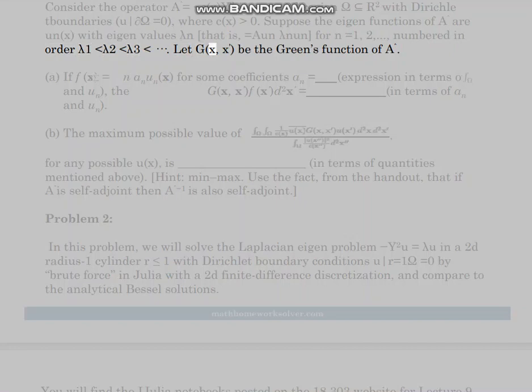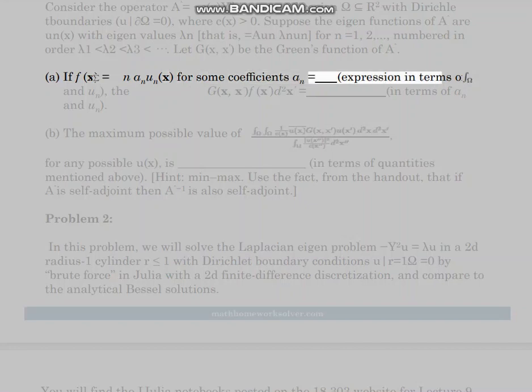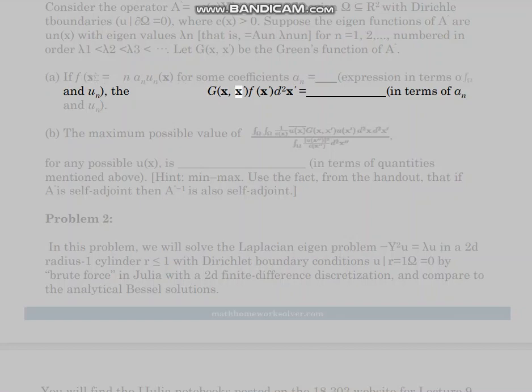Let G(x, x') be the Green's function of A. If f(x) equals sum over n of α_n u_n(x), for some coefficients α_n equals an expression in terms of f and u_n, then the integral of G(x, x') f(x') d²x' equals an expression in terms of α_n and u_n.